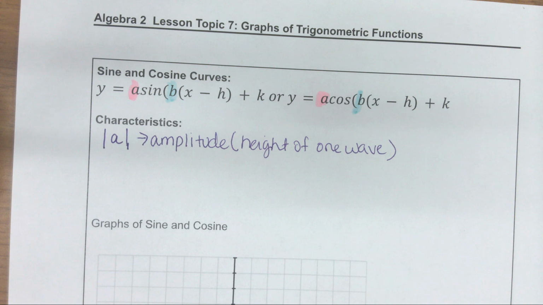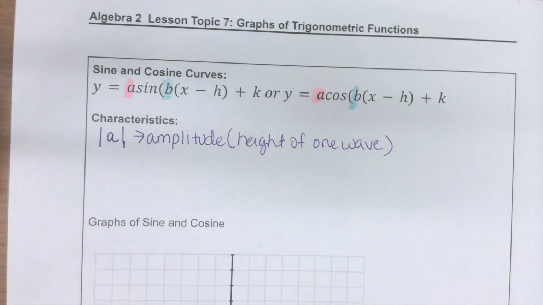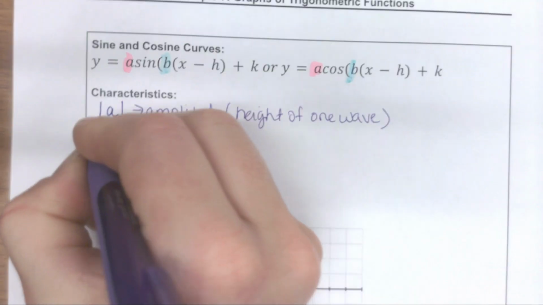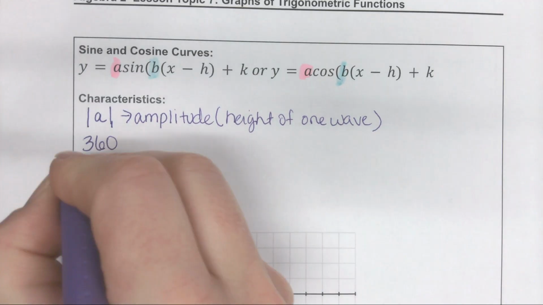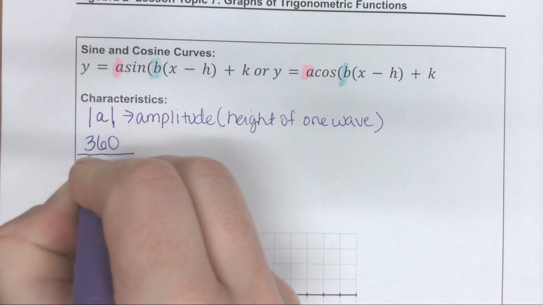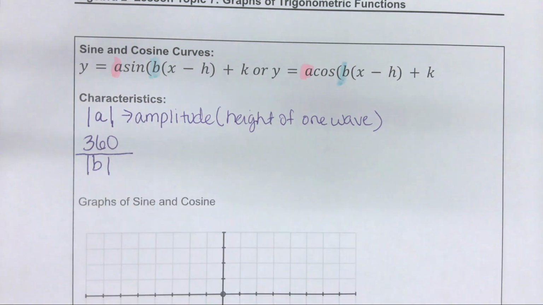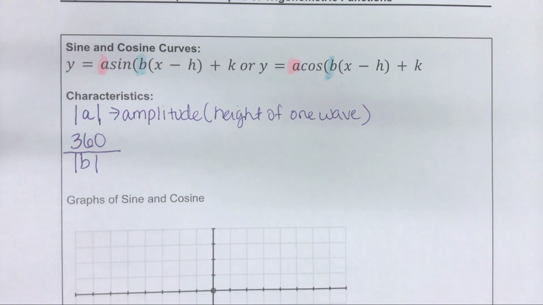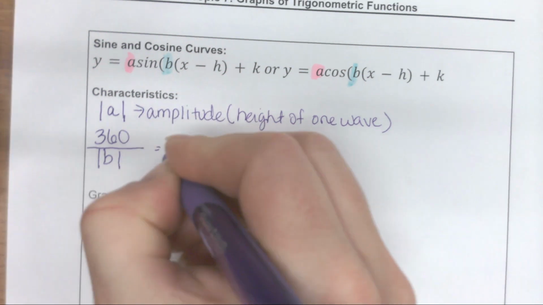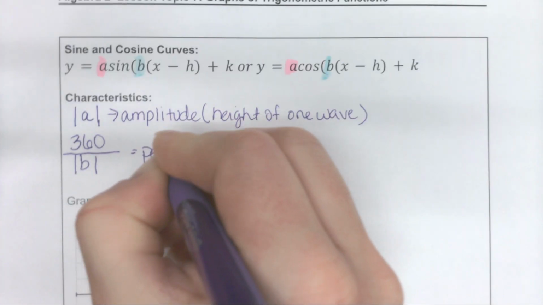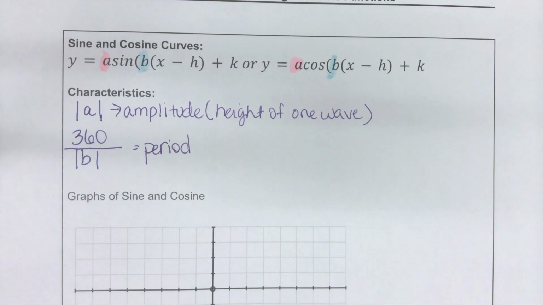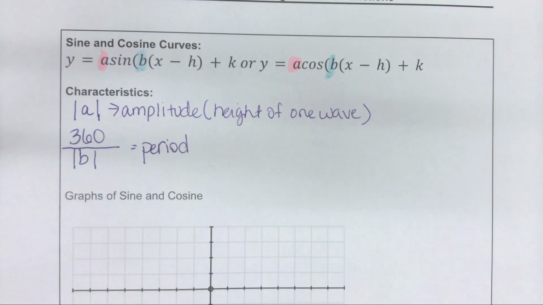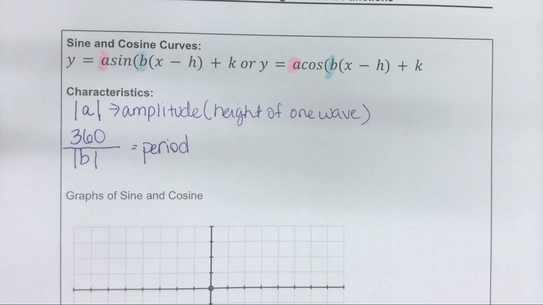But if there is a number in front, what we do is we take 360 and we divide it by the absolute value of b. All that means is, what if b is negative, we make it positive. And that becomes the new period of our function. Okay.